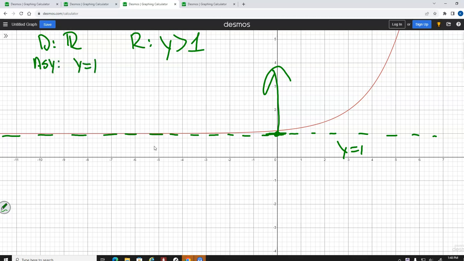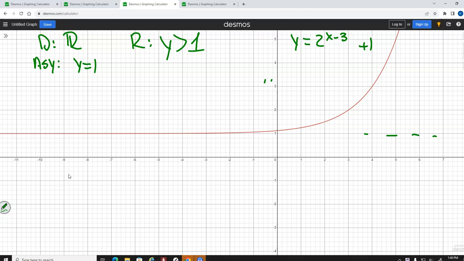Now again, the asymptote is at y equals 1. Now, you do have transformations here. So like I said, we're going to look at the transformation right here. The function was y equals 2 to the x minus 3 plus 1. So this plus 1 says that it went up 1. This negative 3 is the opposite. It's going to say it went right 3. So these are your transformations. We move up 1 and 3 to the right.